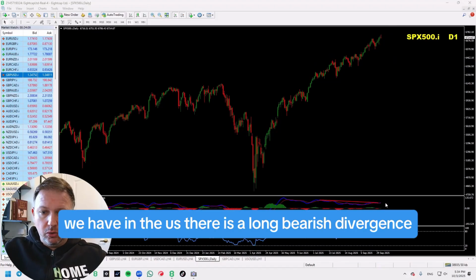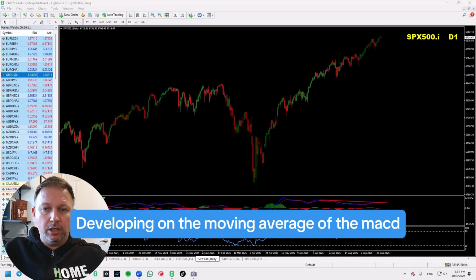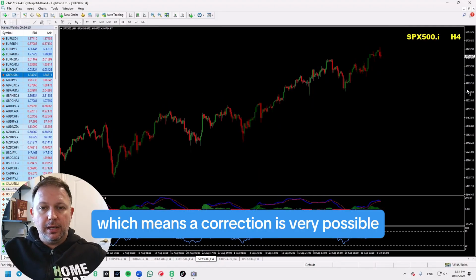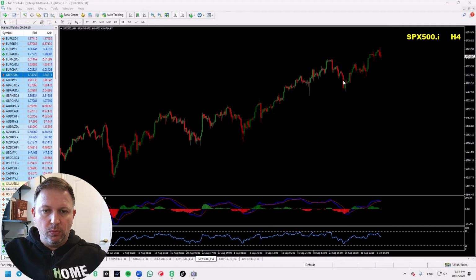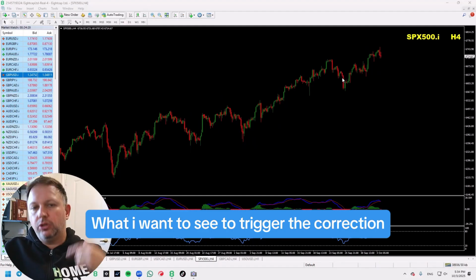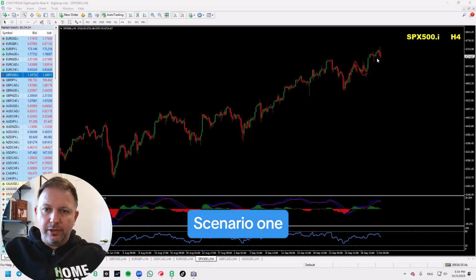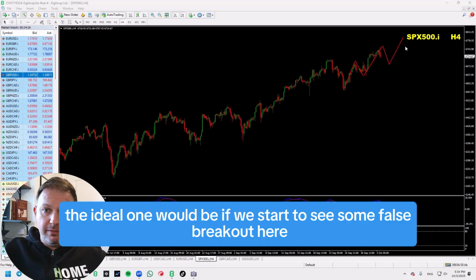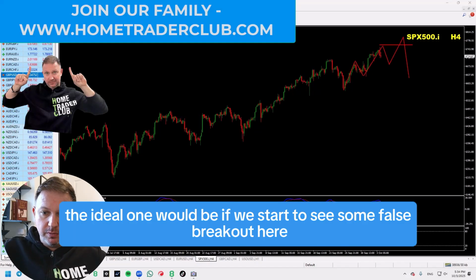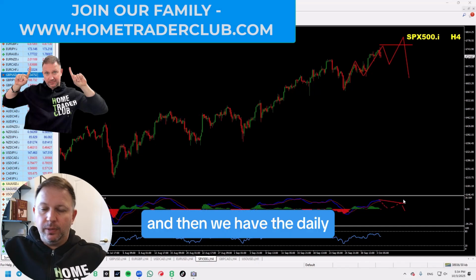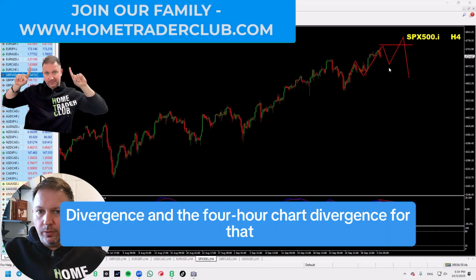There is a long bearish divergence developing on the moving average of the MACD, which means a correction is very possible. What I want to see to trigger the correction: two scenarios for that. Scenario one, the ideal one, would be if we start to see some false breakout here, and then we have the daily divergence and the 4-hour chart divergence.